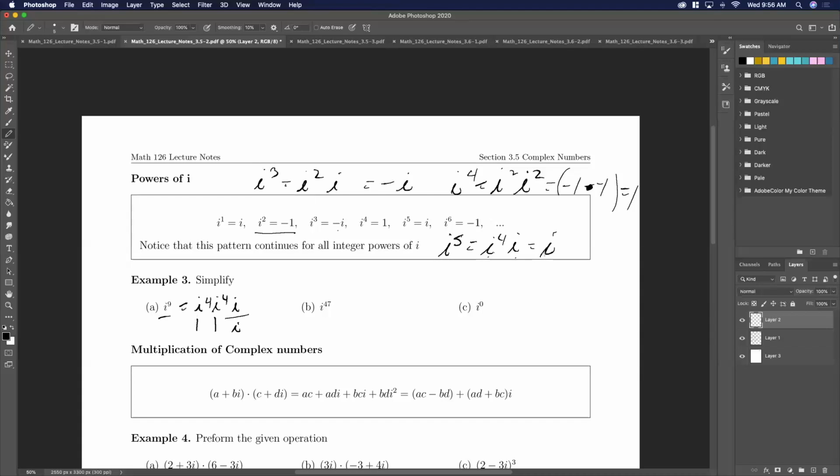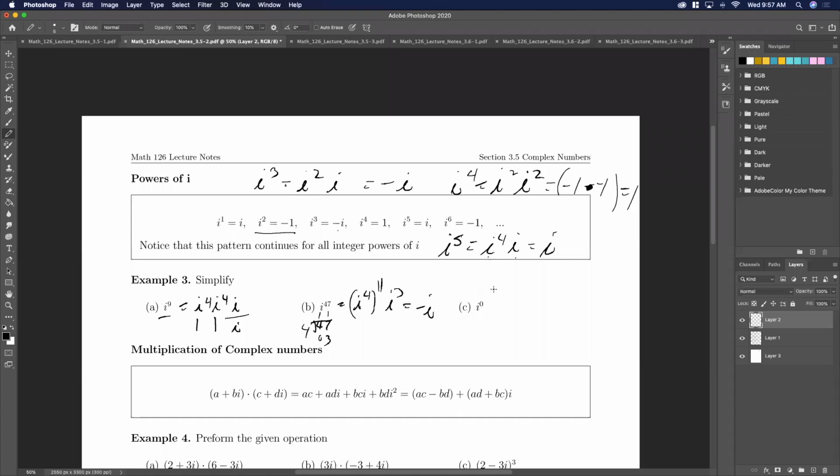Okay, so let's do something a little bit more complex. Let's do i to the 47th. If I take 47 and divide it by 4, I'm going to get 11 with a remainder of 3. So this is equal to i to the fourth to the 11th power times i to the third. Well, i to the fourth to the 11th power is 1 to the 11th power, so it's just 1. And i to the third here is negative i.